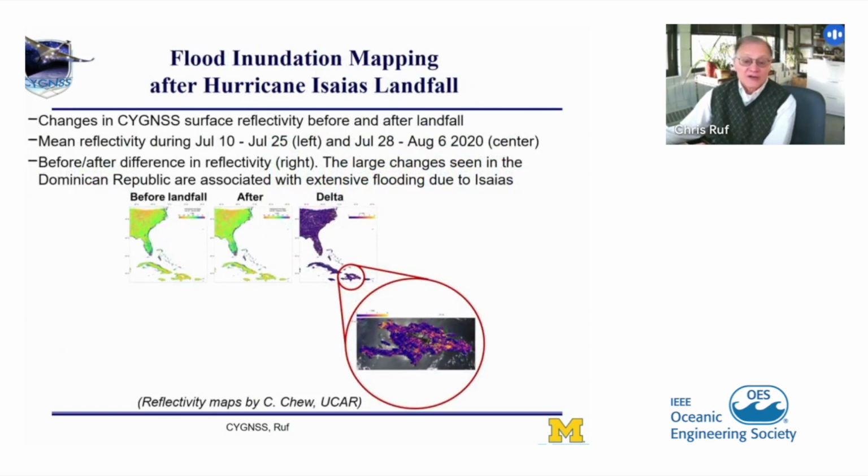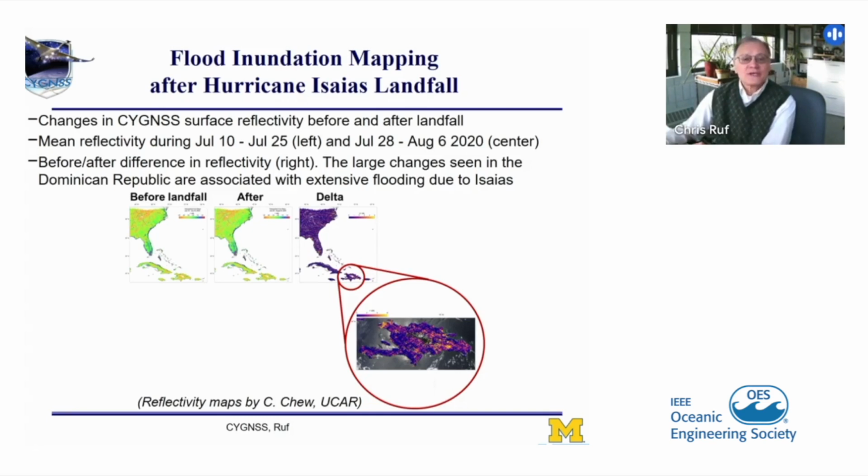And yeah, this is one last example of what you can do with the inland water body images. This is a map of the reflectivity of the eastern part of the United States and the Caribbean Sea just before and after a major hurricane made landfall. This is the reflectivity before. This is the reflectivity after the landfall. And then this is the difference between these first two.